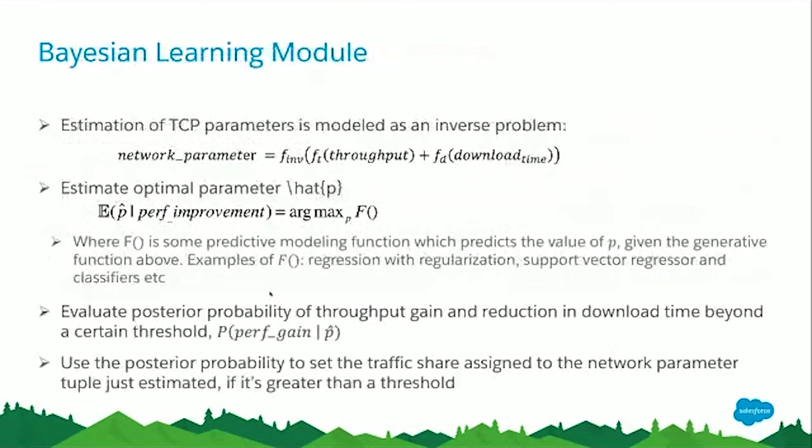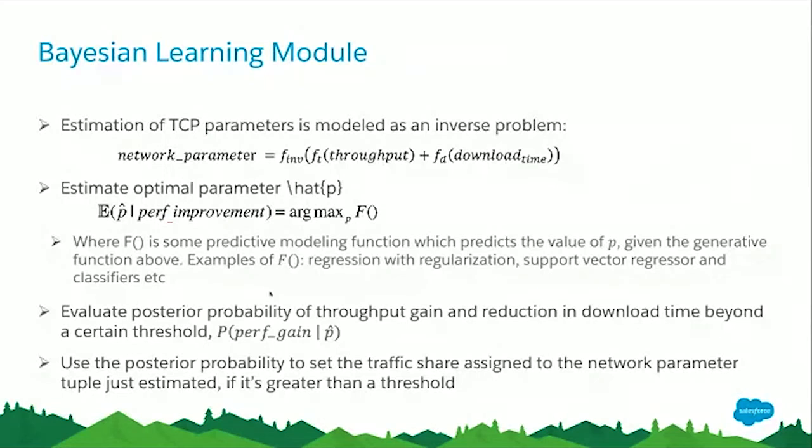So I'll talk about how we do the learning right now. Our download outcomes, which are our speed throughput and our download times, are a function of the network parameters. But we've modeled this as an inverse problem. So we are considering our network parameter to be an inverse function of some function of the speed throughput and some function of the download times. And once we have this function, we set F inverse to be linear so that it can be used with linear models. This is just for convenience.